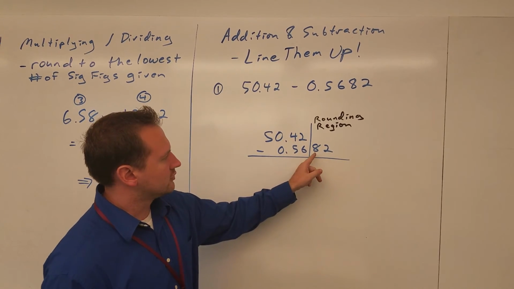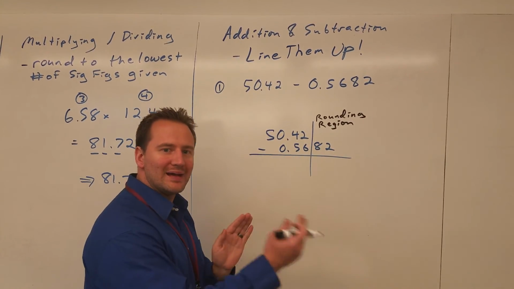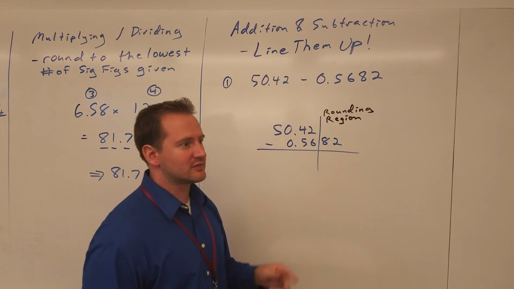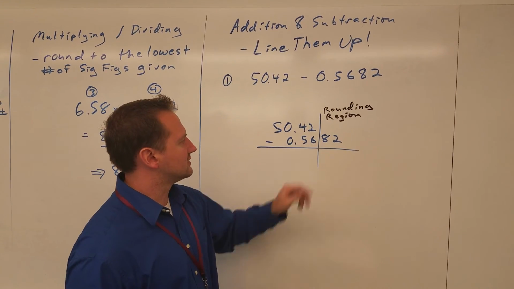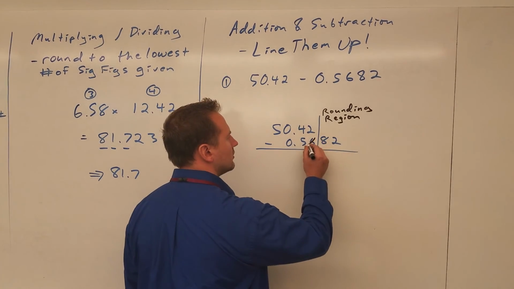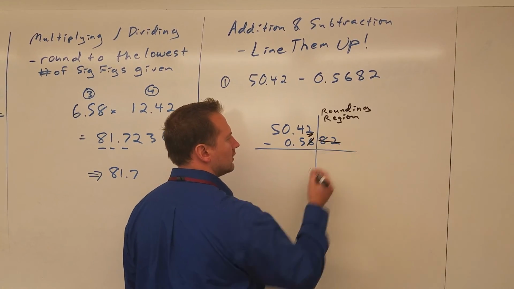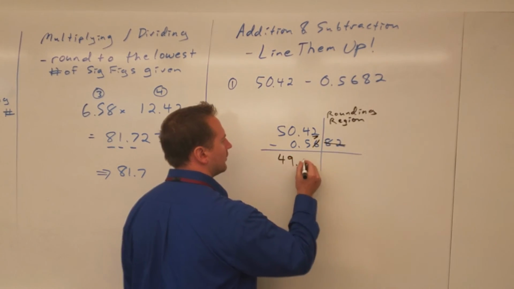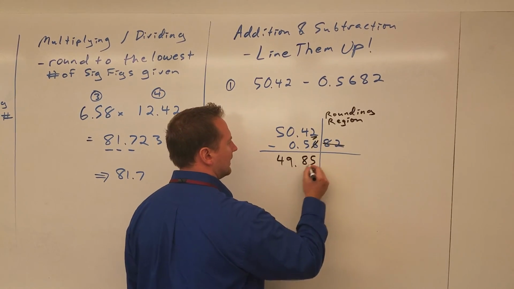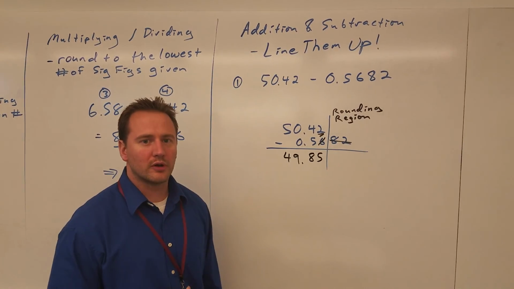So then what we have to do is look at the number with anything past that and determine whether or not that's going to make the other value round. Since the 8 will actually cause this 6 to round up to a 7, after looking at it, when we subtract this, this becomes 49.85. And that's what we would report our answer as.